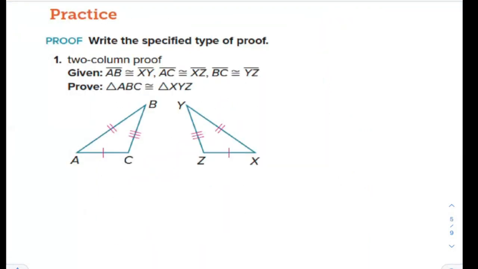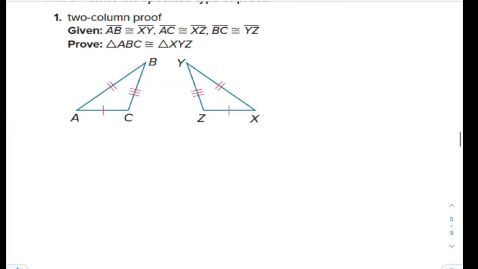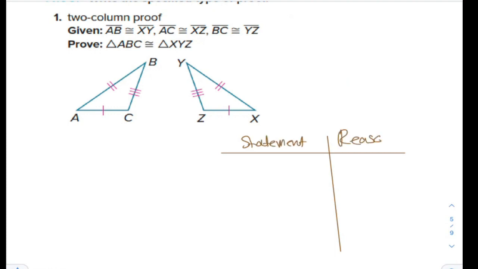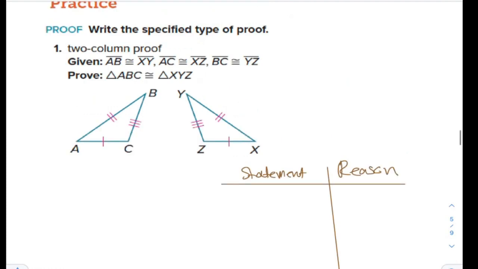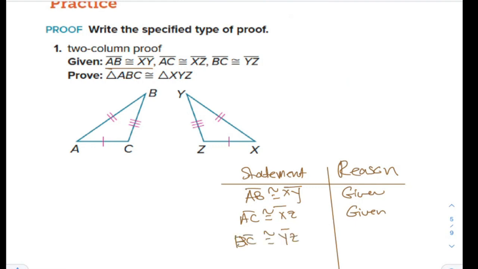Now we will write a two-column proof. So we will put here a statement and a reason. Two-column proof. AB is congruent to XY, given. AC is congruent to XZ, also given. BC is congruent to YZ, given. We have listed all the given information here. Now everything is easy, everything is mentioned. We have the three sides ready for us.